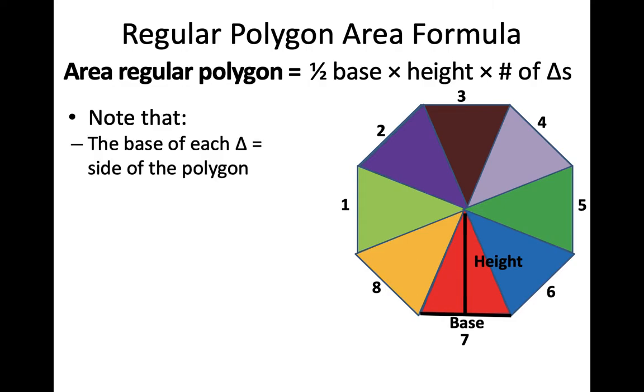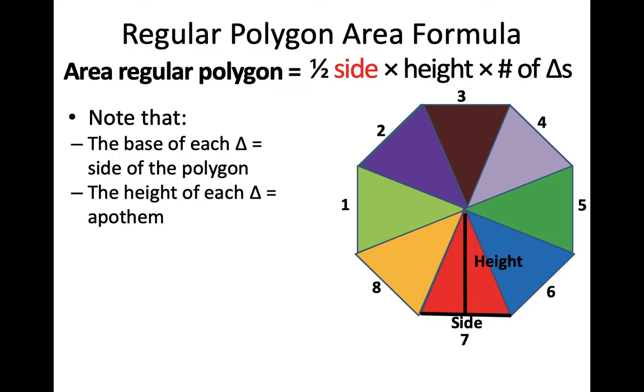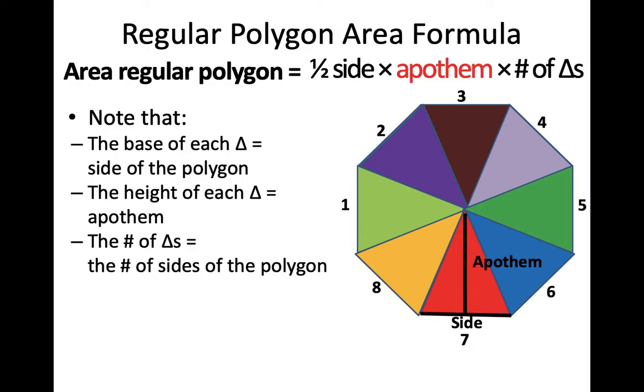Now let's start substituting some stuff in. The base of each of these triangles is the side of the polygon. So instead of saying base in my formula, I'm going to change base into side. Also note that the height of each triangle is an apothem, so I'm going to change height to apothem. Also note that the number of triangles equals the number of sides of the polygon. So if I've got 8 triangles, I also have 8 sides. So I'm going to change number of triangles to number of sides.